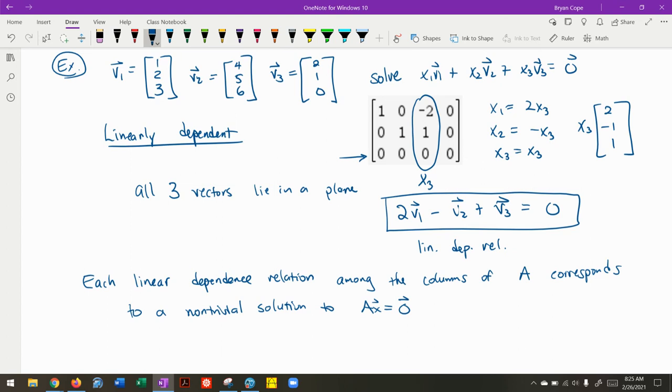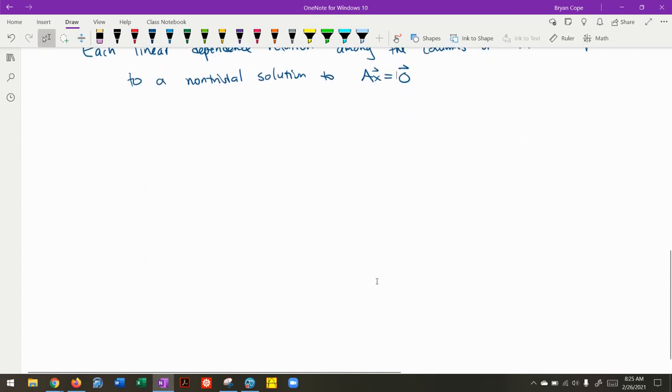Okay, all right, let's actually step back and look at even simpler cases, sets of 1 or 2 vectors. So let's take an example of a single vector.